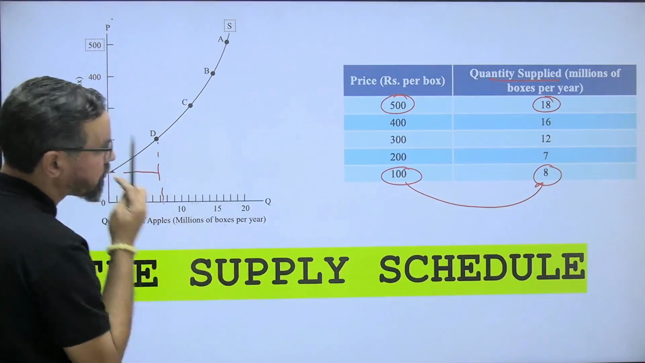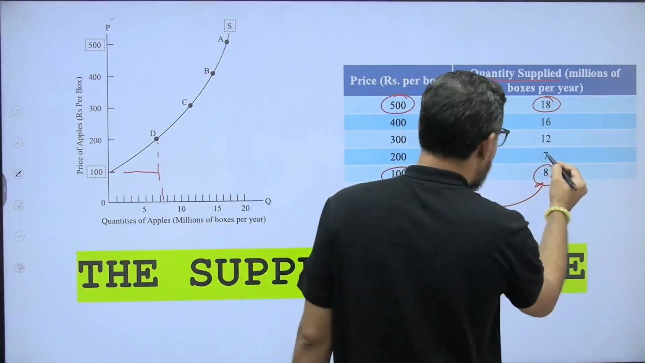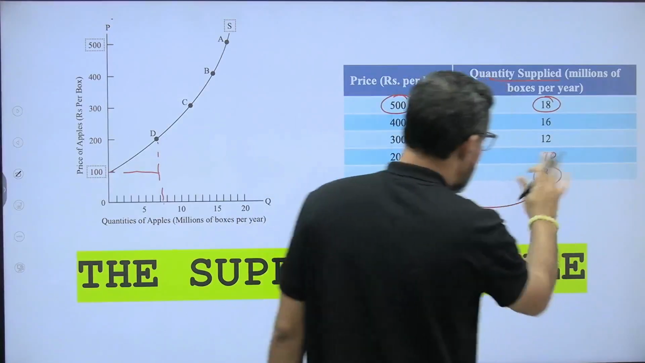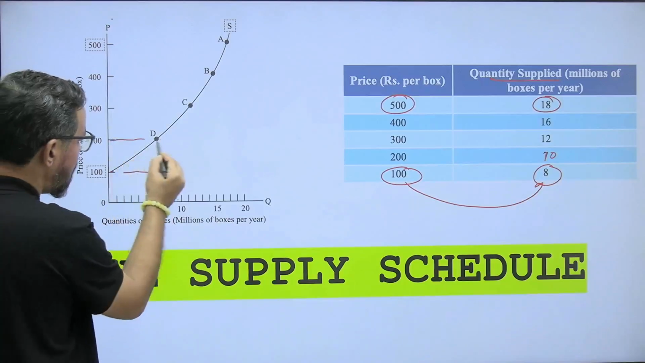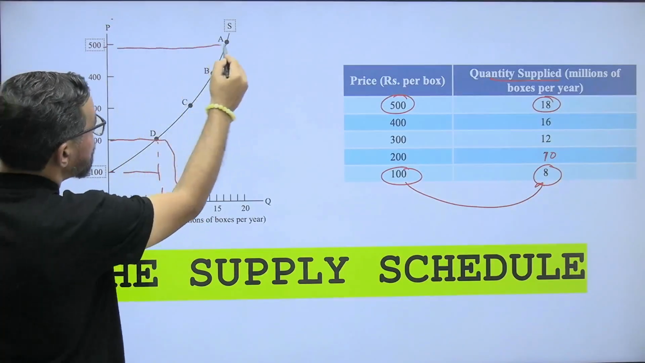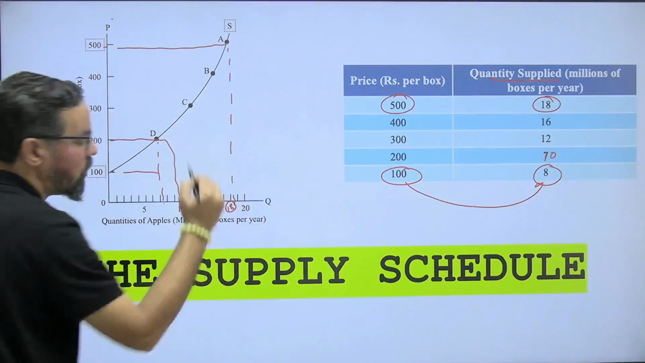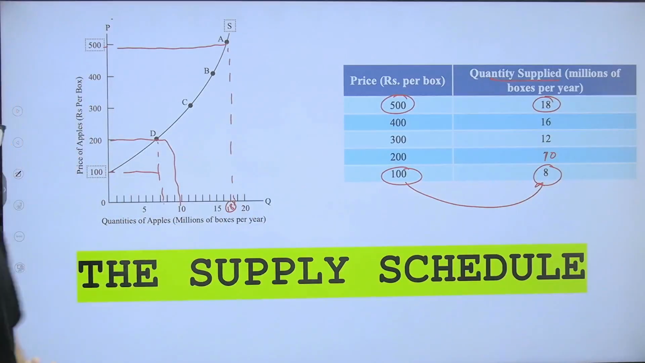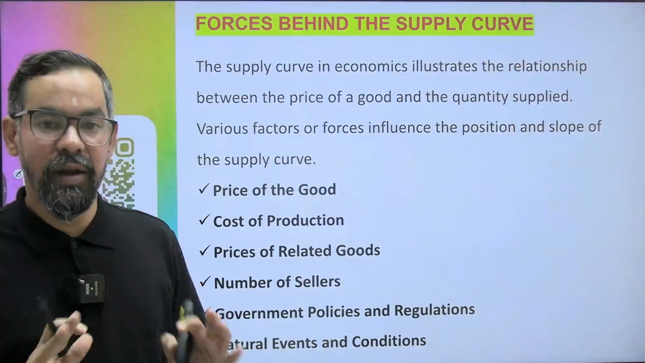Sorry, it should be like this. It should be, let's say, 10. There is a mistake in this one. So at this point you want to sell 10. At 500 you want to sell the maximum, that is 18. So you want to sell this. This is the psychology of the sellers, and that psychology is called the law of supply.